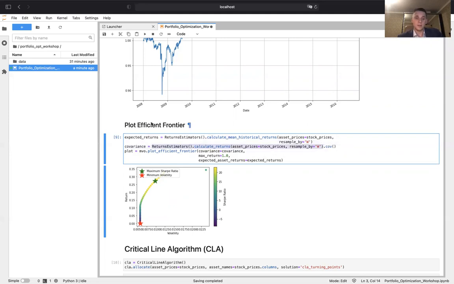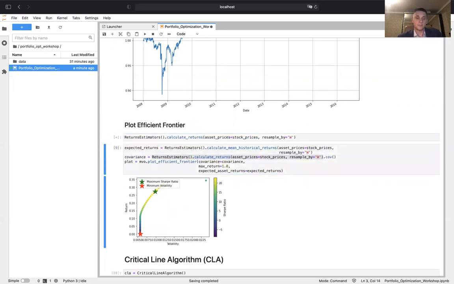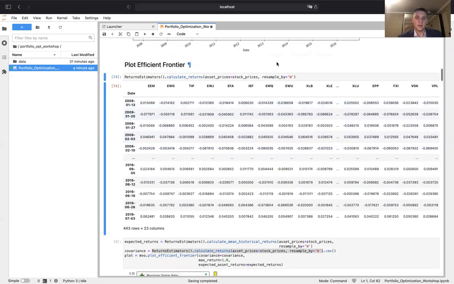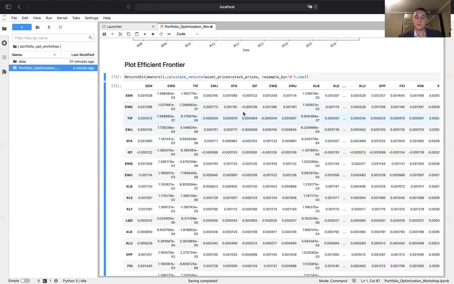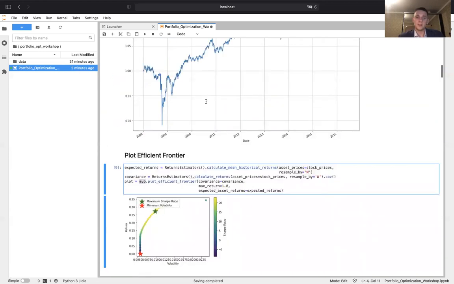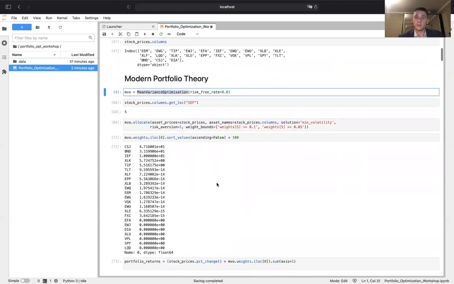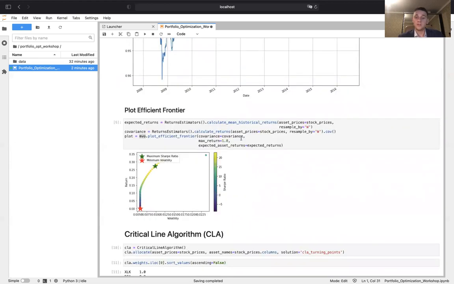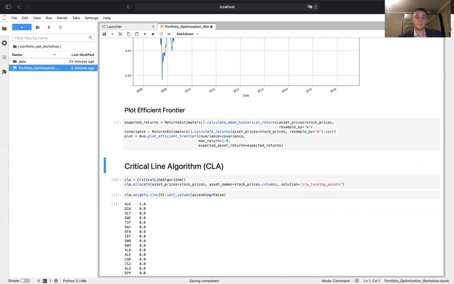So let's take a look at this function call. As you can see here, this function regroups our returns and finds weekly returns of our securities. And after that, when we call covariance on top of that, we get the covariance matrix for this particular asset universe. And what we see here, we can use MVO. It is still our mean variance optimization object to plot the efficient frontier with specified covariance and expected returns.